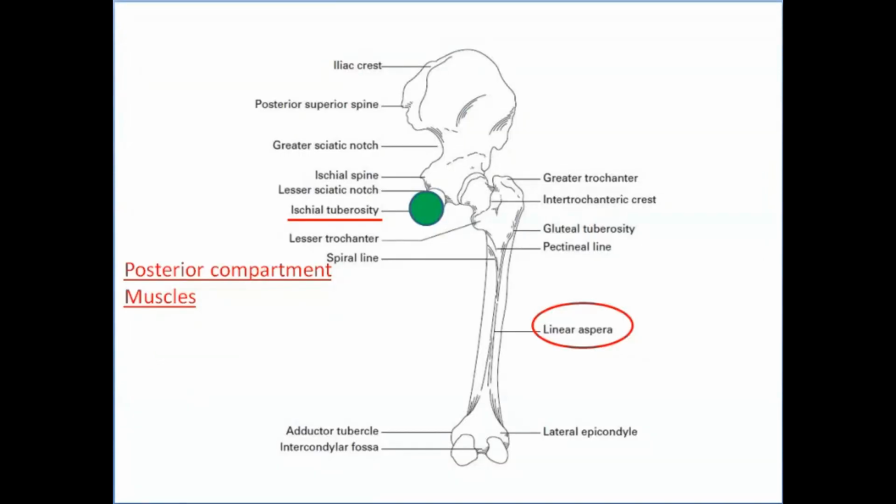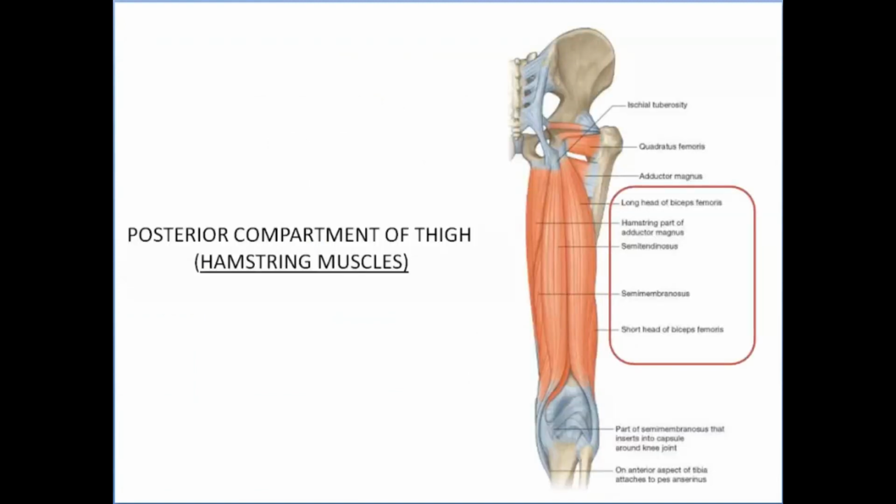So the muscles of the posterior compartment are called the hamstring group of muscles. What are the muscles included in the hamstring group? First of all, we have the semitendinosus, then the semimembranosus. Semi means semi-tendon, semi-membrane. Then another is the hamstring part of adductor magnus.